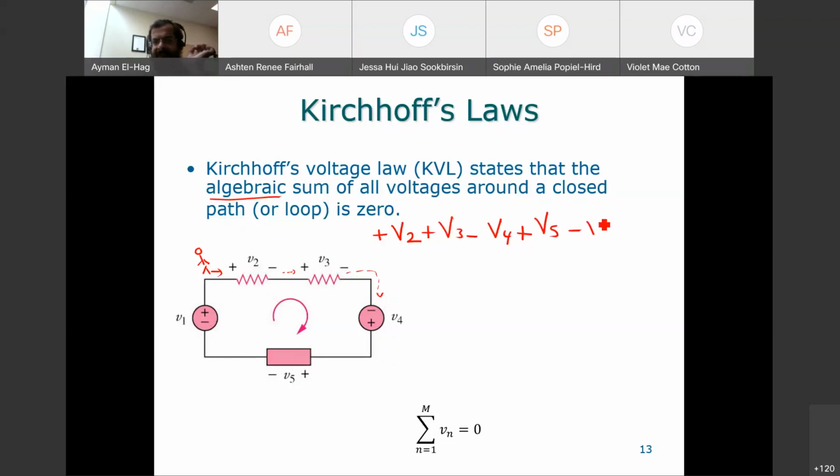Minus V1. Then you come back to your point of origin, equal to 0. So the summation of all voltages around a closed loop is equal to 0. That is the Kirchhoff voltage law.